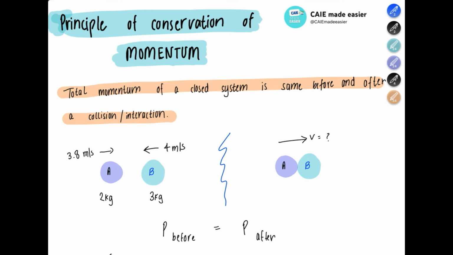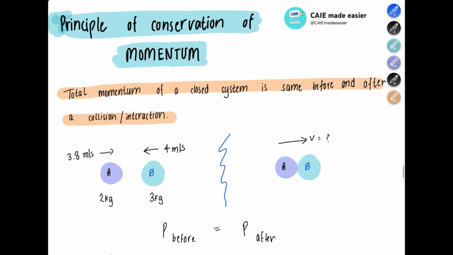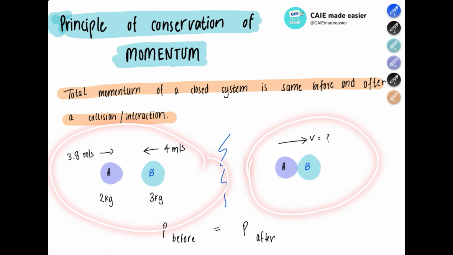Now we'll talk about something important, which is the principle of conservation of momentum. What does this mean? This law basically states that the total momentum of a closed system. What is a closed system? A closed system means that there are no external forces acting on the system. Total momentum of a closed system is the same before and after a collision or interaction. That means the momentum before a collision equals the momentum after a collision.